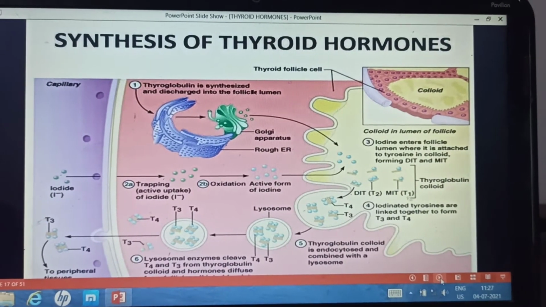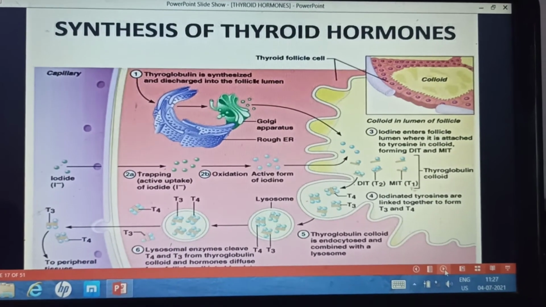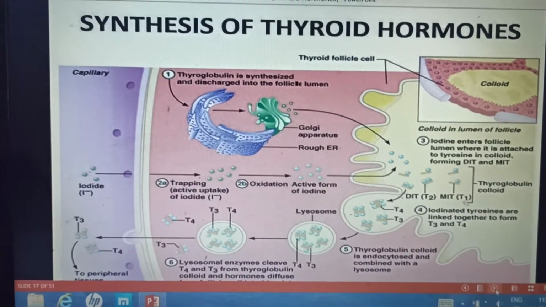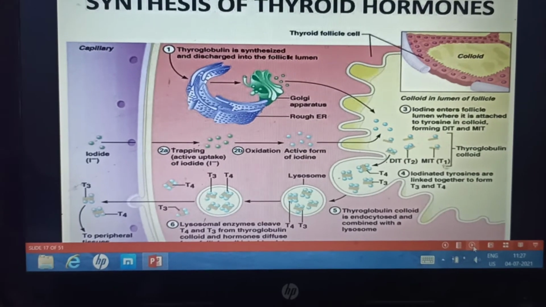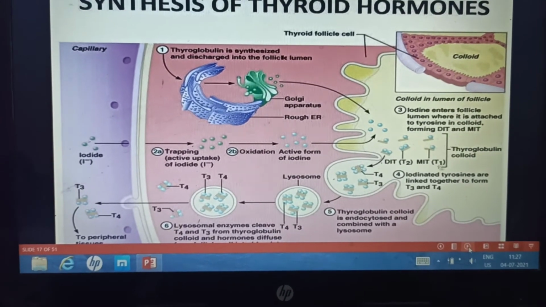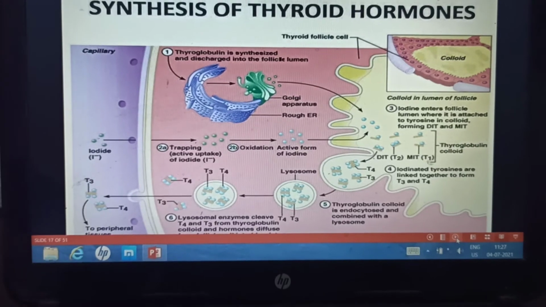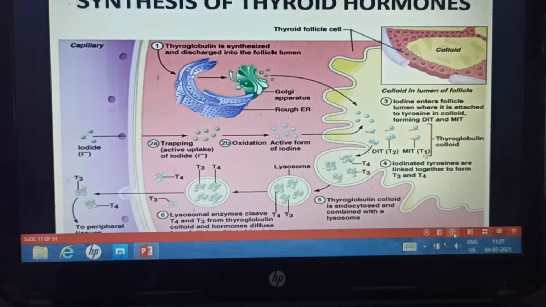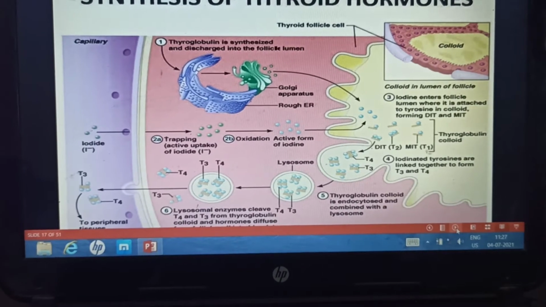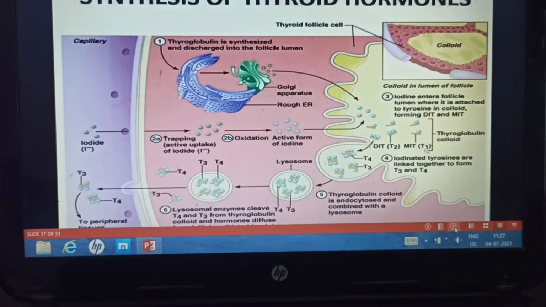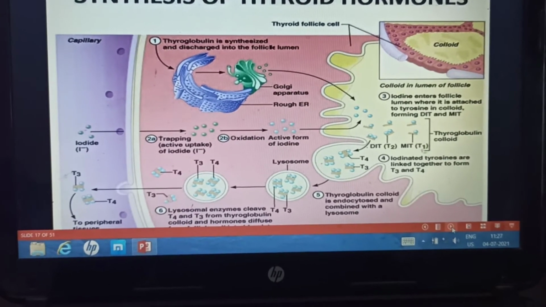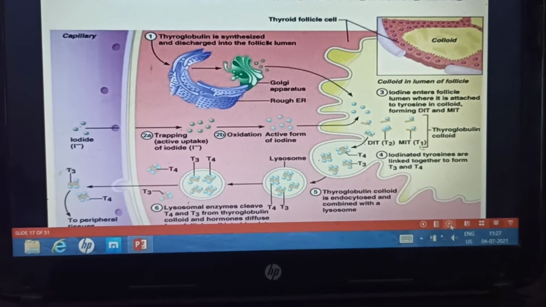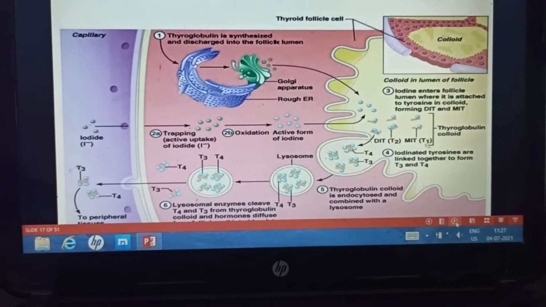Now this slide shows the synthesis of the thyroid hormones. Now there are various steps in the synthesis of the thyroid hormones. So you can see in this slide that in the first step thyroglobulin is synthesized. Now this slide shows the follicular cell and the lumen. Pink portion is the follicular cell, and the yellow portion is the lumen containing colloid. Thyroglobulin is synthesized in the cell and it is discharged into the follicular lumen. This is the first step. In your book it is not mentioned.